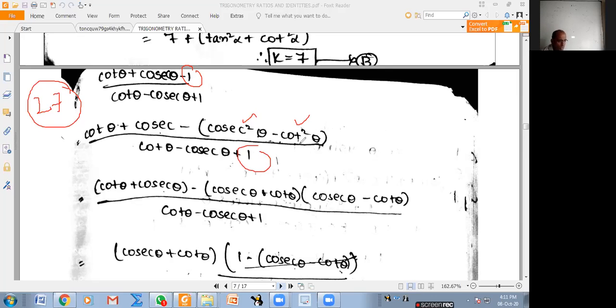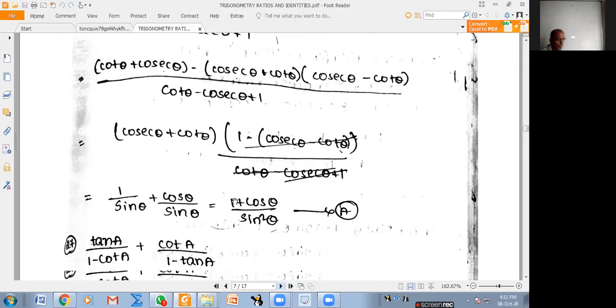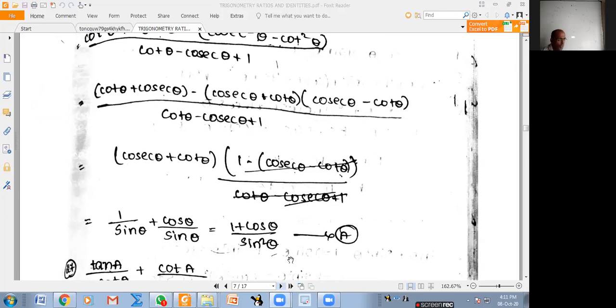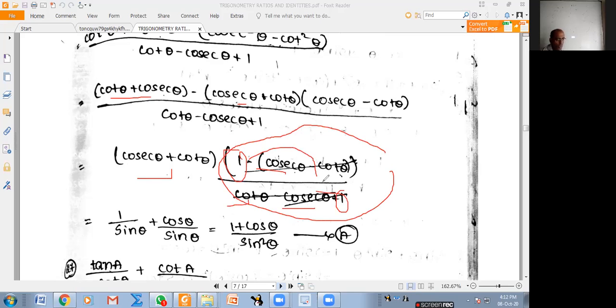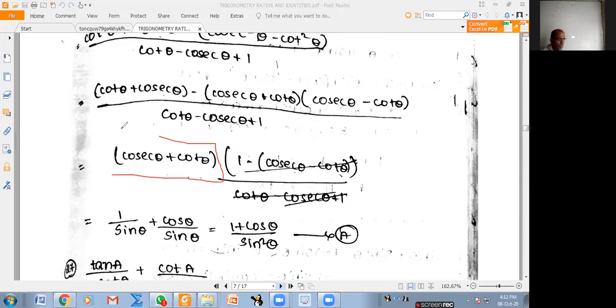This cosecant square minus cot square, like a square minus b square, I can write a plus b into a minus b. Here also cosecant plus cot, here also cosecant plus cot, I can take common. I'll be left with 1 here, minus, here I'll be left with cosecant minus cot. Now this cosecant plus cot, this cosecant plus cot, when you take common, will be left with 1, and here cosecant minus cot, and down cot minus cosecant, but both are same, you can see. 1 is here, 1 is here. Minus cosecant theta, minus cosecant theta, plus cot theta and cot theta, everything cancels. We got simply this part is left.